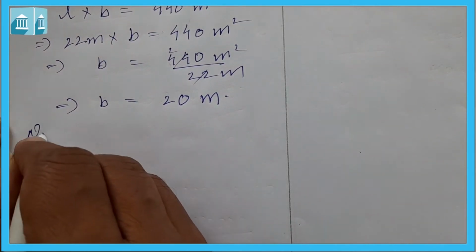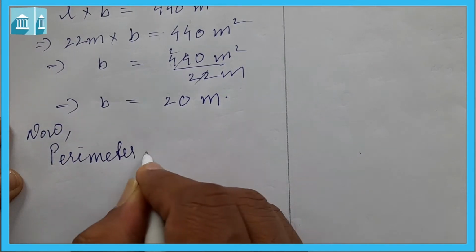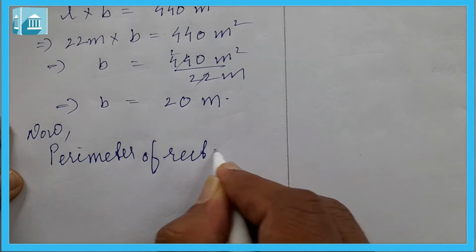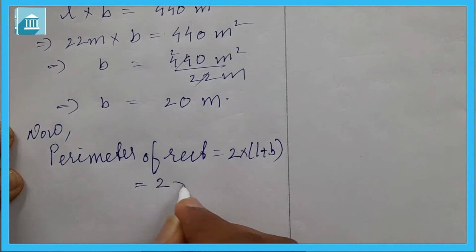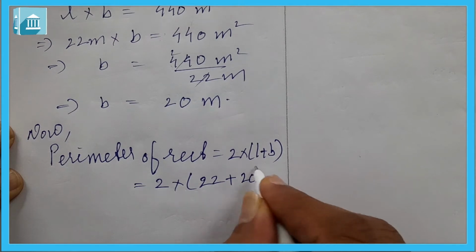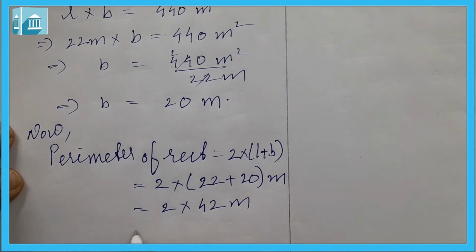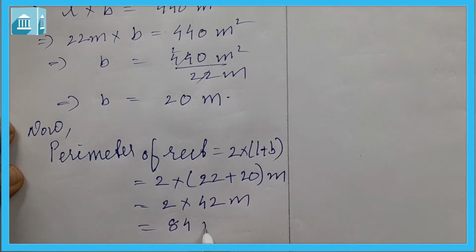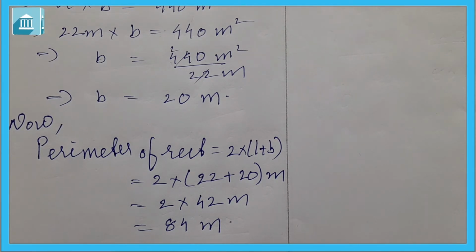So now we can say the perimeter of a rectangle is equal to 2 into L plus B, which is equal to 2 into L, which is 22 meter, plus B, which is 20 meter, which is equal to 2 into 42 meter, which is equal to 84 meter. So the breadth is 20 meter and the perimeter is 84 meter.